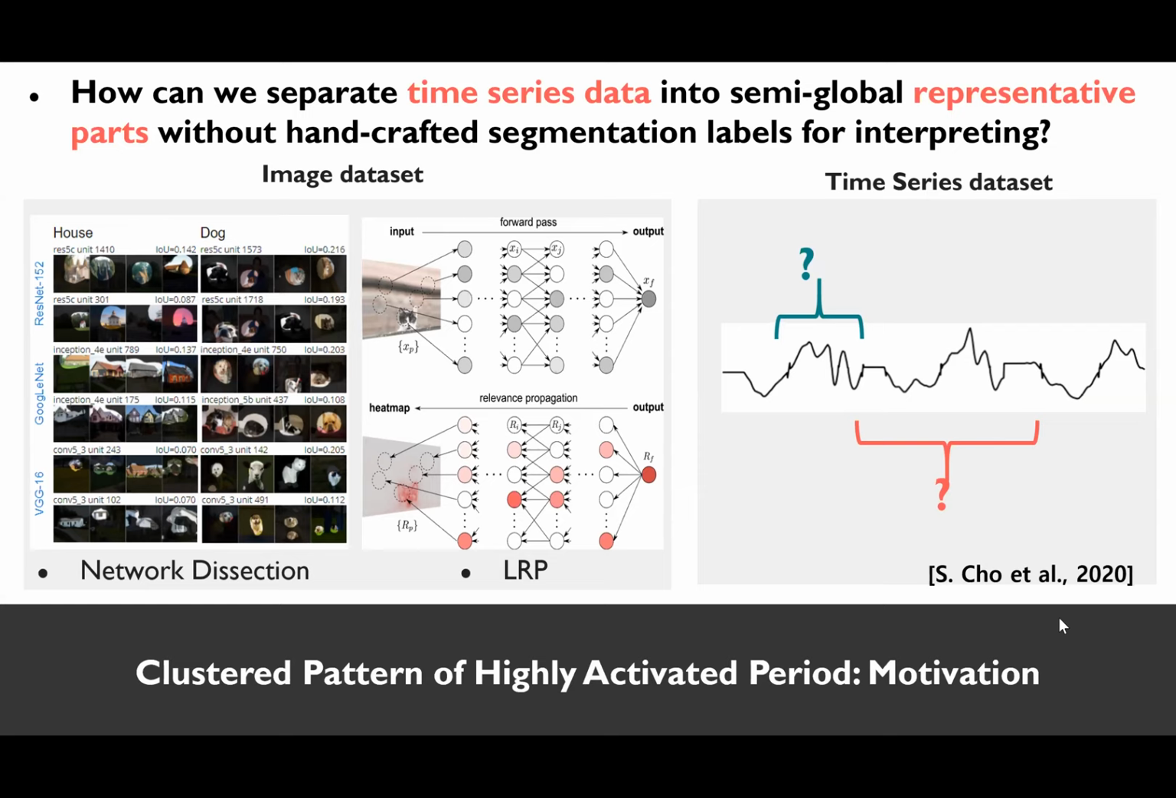In many time series datasets, of course, there is a lot of work on motifs, but carefully designed semantic segmentation labels do not exist. So what we can do is train on the time series data, use the LRP signal, cluster those patterns, and visualize them. Then we may see what is learned inside the deep temporal neural network. We actually name this model Cluster Pattern of Highly Activated PDO. The idea is really simple.